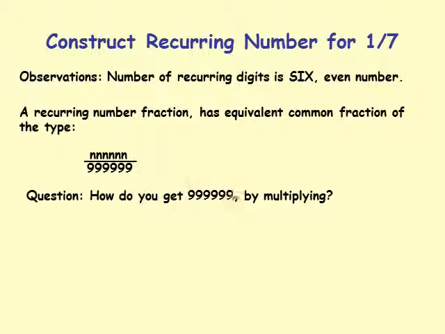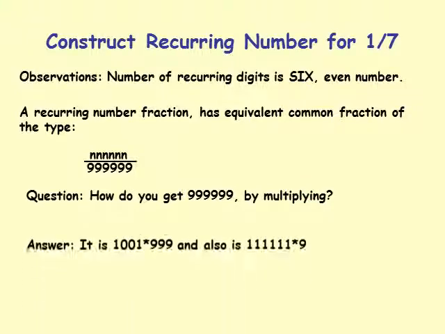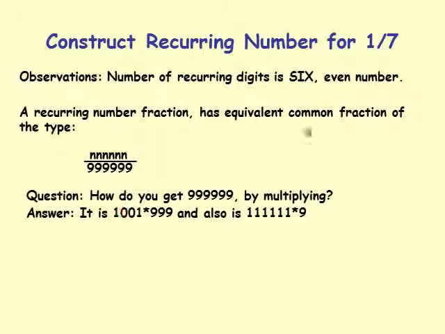Now how do you get 6 nines by multiplying? We are going to convert 1 over 7 to this form using multiplications. Any ideas? Let me give you the ideas I know. First of all, 6 is an even number, and you can get that two ways. One is 1001 times 999. 999 is 3 digits, and 1001 is 4 digits with 2 zeros in the middle and 1 at each end. And also you can start with 6 ones and multiply by 9.